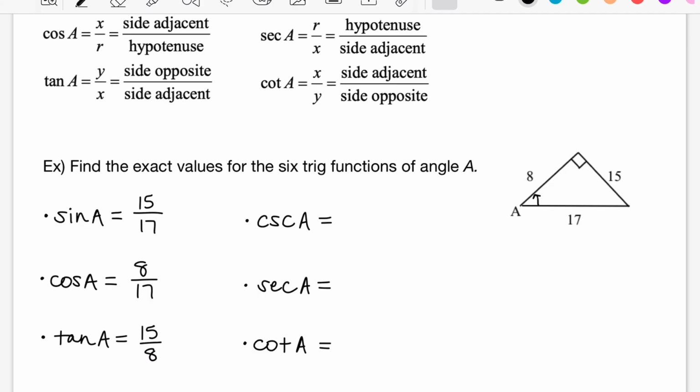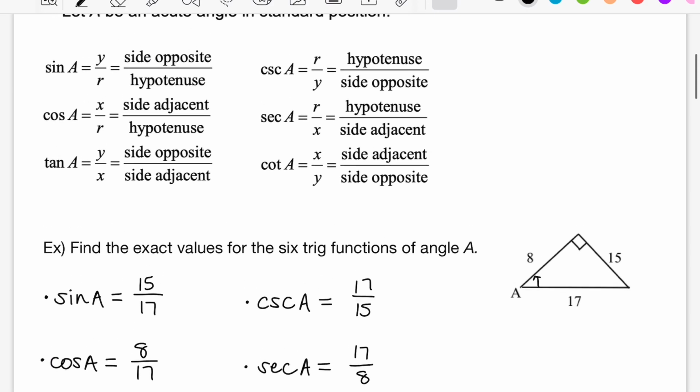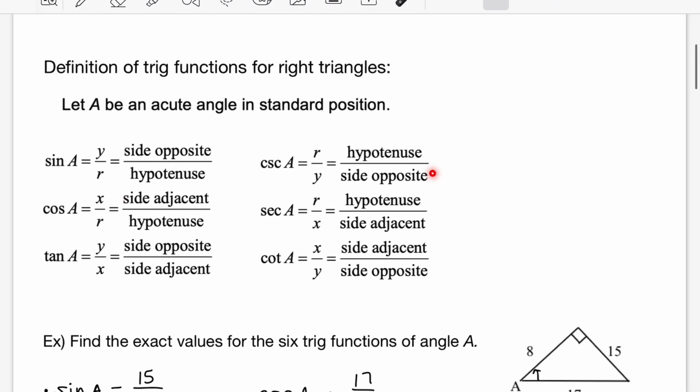Now cosecant, secant, and cotangent are just going to be the reciprocal of those 3 that we just found, given by this here. Now a little trick that can help us to memorize all of this information here is this acronym SOHCAHTOA. This represents, for sine, we have opposite over hypotenuse.